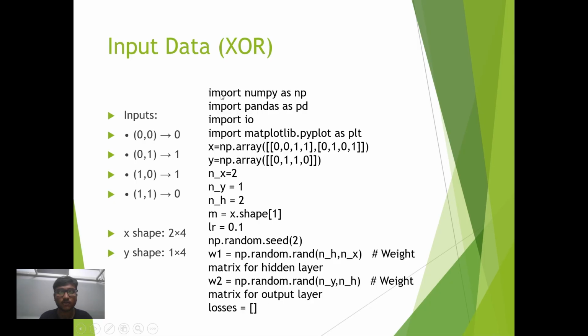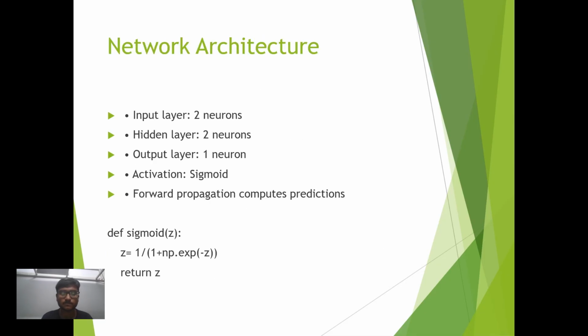And this is the Python code where we import libraries such as NumPy, Pandas, IO, and Matplotlib. And we define the arrays for the inputs and outputs, X and Y, and the number of input neurons, number of output neurons, and number of hidden layers. And we define the M value and the learning rate, which is 0.1. And we define the weight matrices, which are w1 and w2, which are taken at random first.